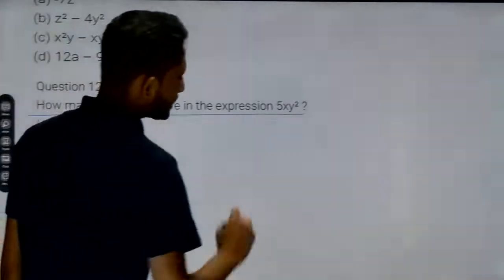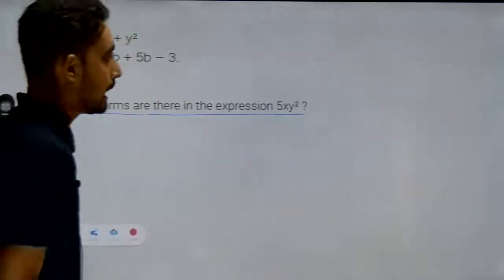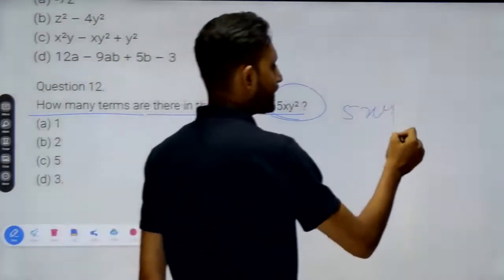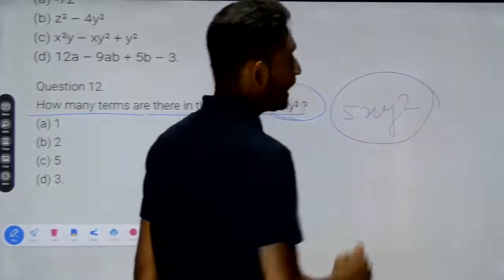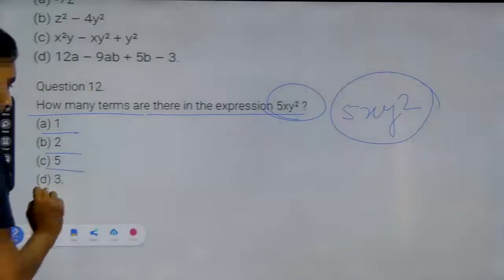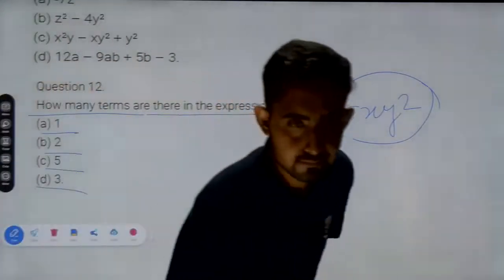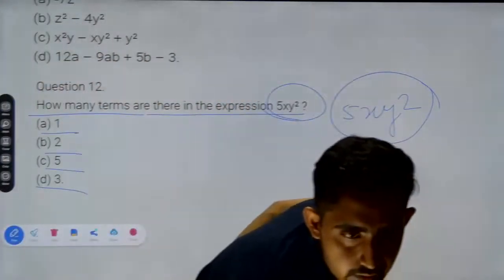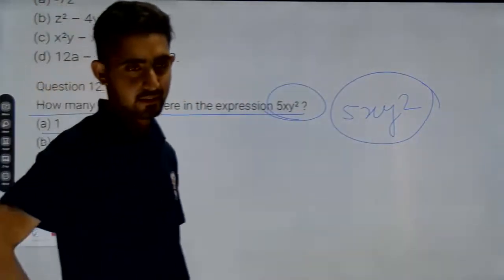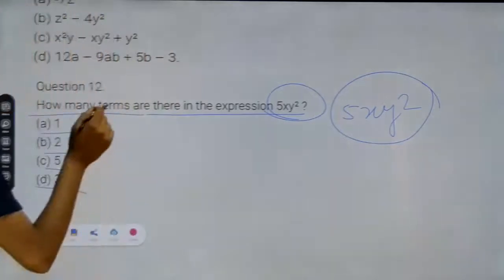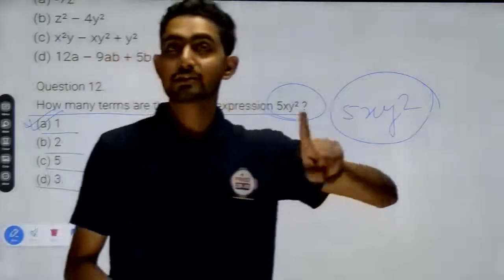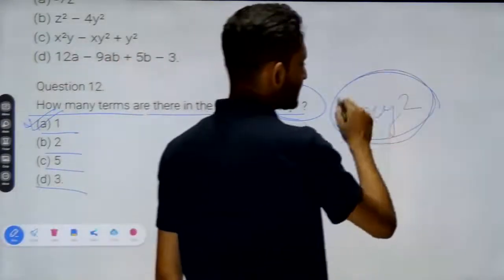Now all of you see here, in this question it says, how many terms are there in the expression 5xy square? This is very good. In this expression, how many terms are there? 1, 2, 5 or 3? Yes, tell me. 1. Only 1. Very good. So the answer will be 1. Correct answer, option number A, that answer will be 1.